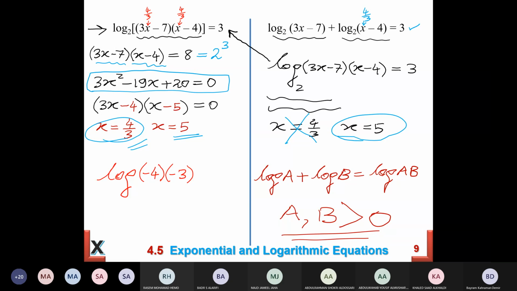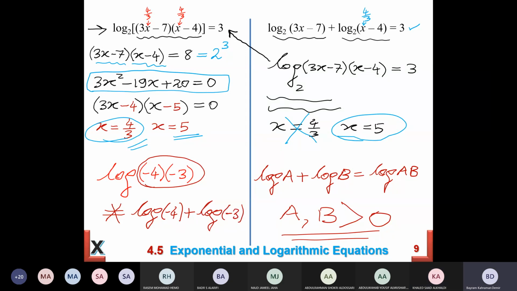So if both of them are negative, you see here, both of them are negative. So logarithm of a times b is okay because this is 12. So you cannot write it as logarithm of negative 4 plus logarithm of negative 3. You cannot write it like this, Shabab. You see? Therefore, these two equations are different.